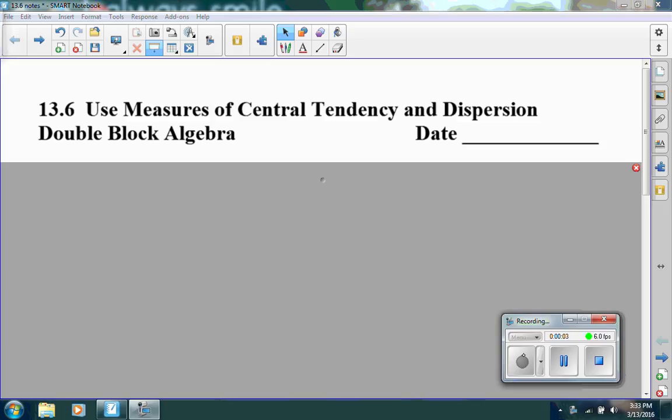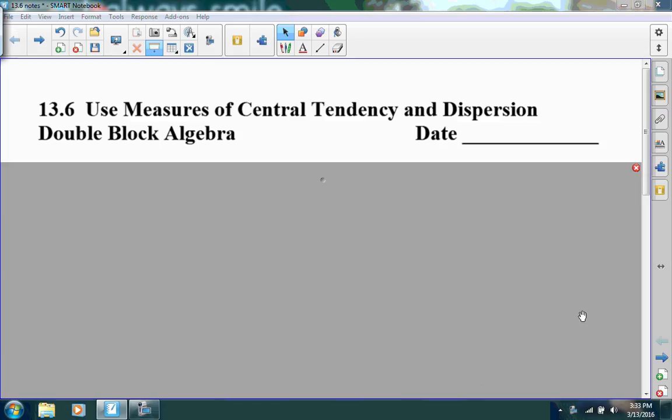Welcome to the notes for Mrs. Neller's double block algebra class. These are the notes for section 13.6 entitled Use Measures of Central Tendency and Dispersion.